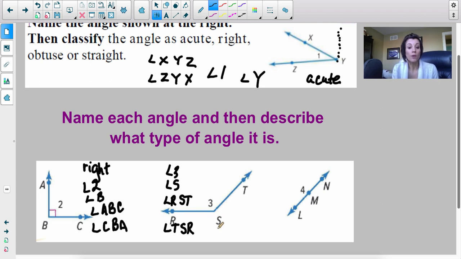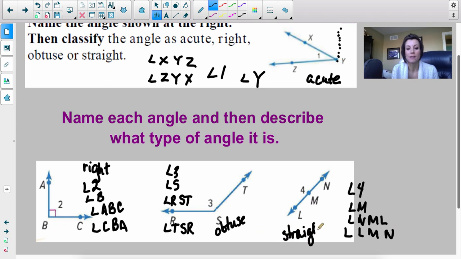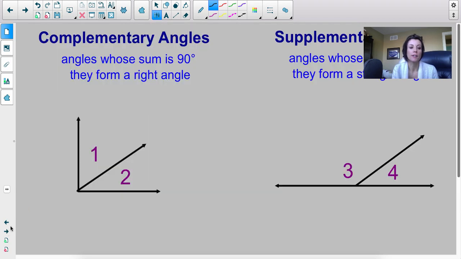It's also more than 90 degrees, so we call this obtuse. And last one, go ahead and try it by yourself and then reveal the answers if you'd like to. So angle 4, angle M, angle N, M, L, angle L, M, N, and it's also straight. Perfect, 180 degrees.